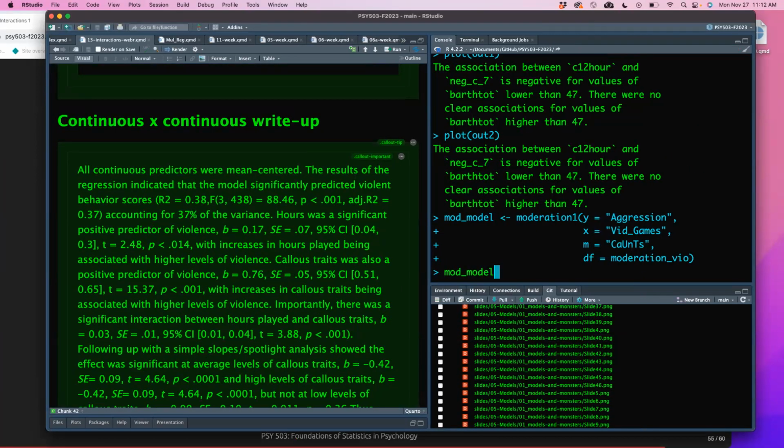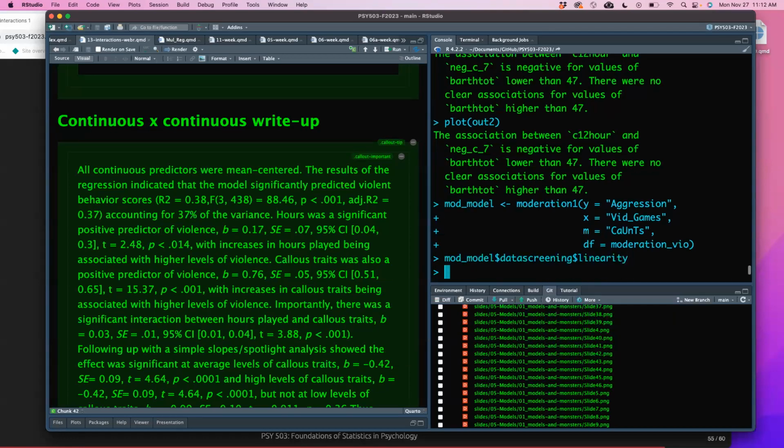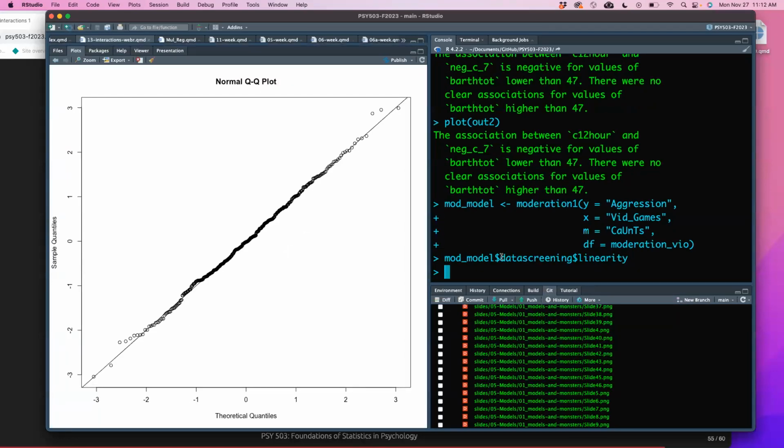So when we run this in the console, there's going to be a whole bunch of objects within that object itself. One thing is data screening. This will actually do the data screening for you, and you can just look at the actual output of that. So we can look at the linearity of our model. What do you guys think? It looks pretty good, right?